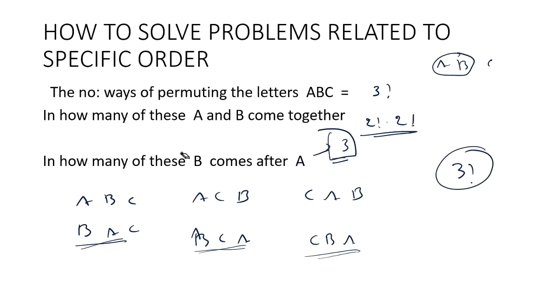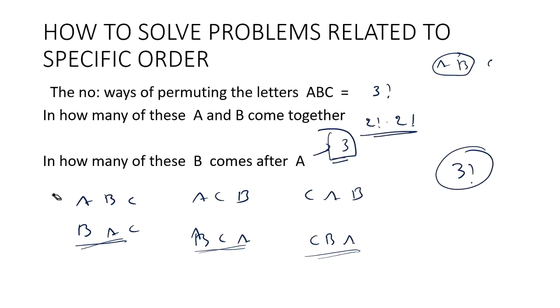Now look at this second question. In how many of these arrangements will A and B come together? A and B come together means, whenever you have a problem like this, you can tie up A and B and treat A and B as a single unit. Now you have 2 units. You can arrange these 2 units in 2 factorial ways, and in this 1 unit I can arrange A and B in 2 factorial ways. Therefore the total number of ways in which A and B come together is equal to 2 factorial times 2 factorial.